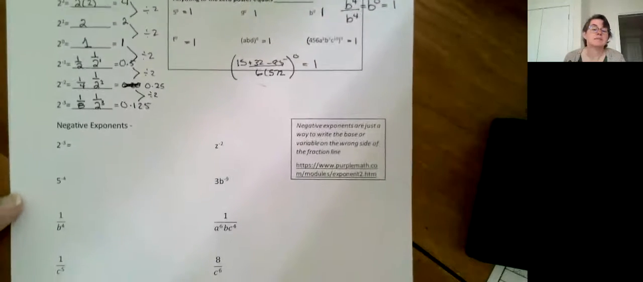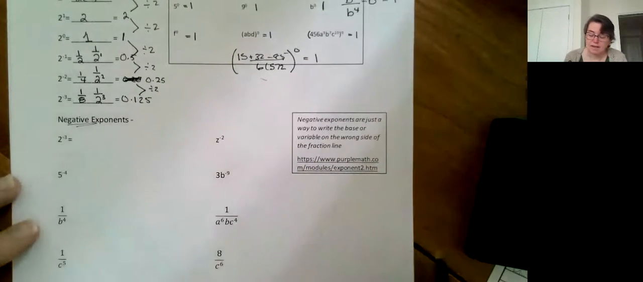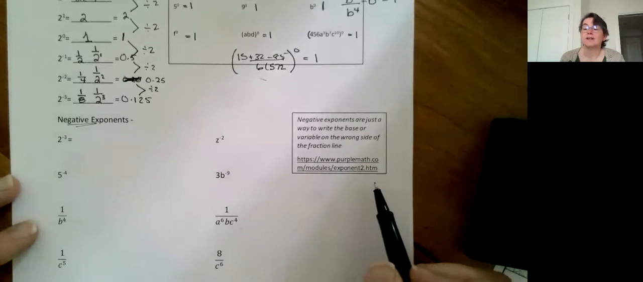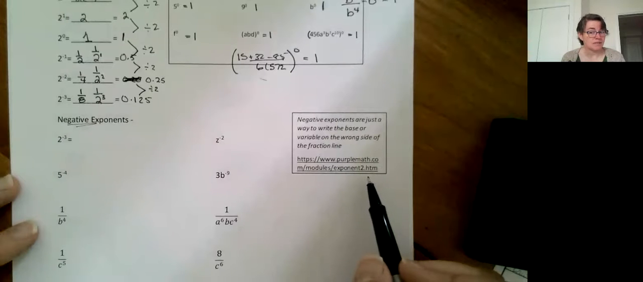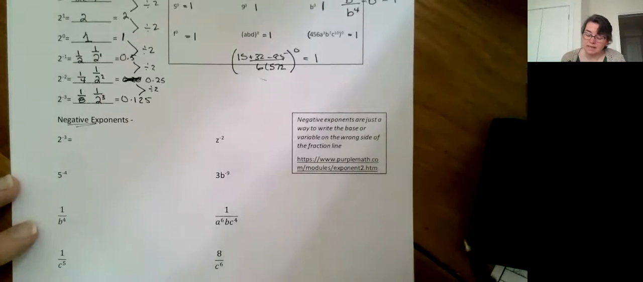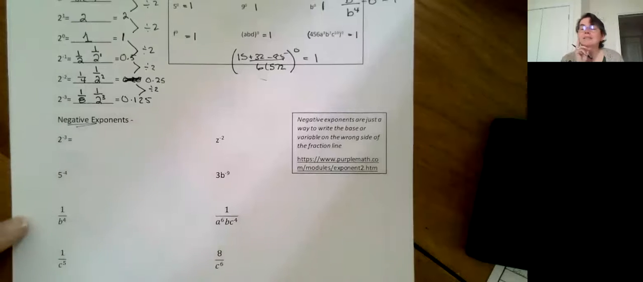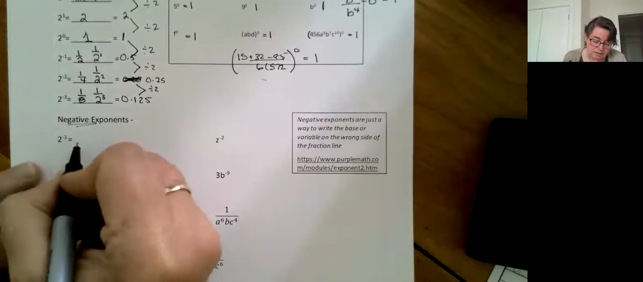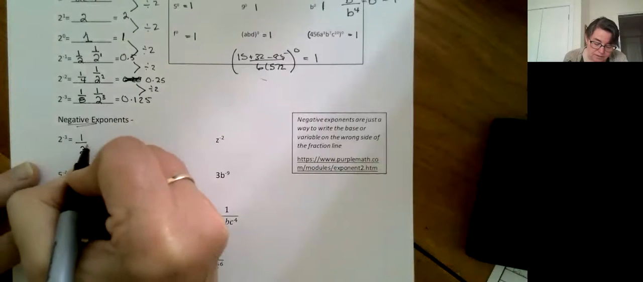Okay, so let's do a little bit on the negative exponents down here. I was trying to find a good way to explain what negative exponents are, and I found Purple Math, one of my favorite websites. It says negative exponents are just a way to write the base or variable on the wrong side of the fraction line. I don't know who invented these, but sometimes I wonder if it's people writing textbooks who didn't want to do fractions anymore because fractions take up so much room. So they said, hey, let's make it work like this. So 2 to the minus 3 is really just 1 over 2 to the third.